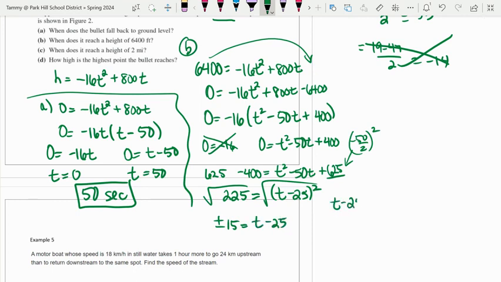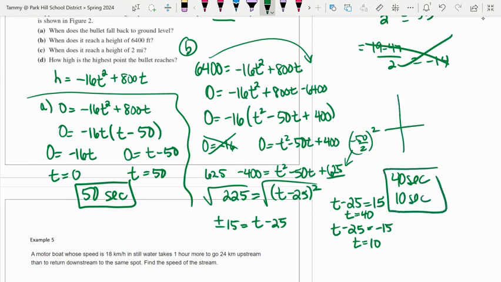So I can say t minus 25 equals 15, and t minus 25 equals negative 15. Add 25 here, t would be 40. Add 25 here, t equals negative 15 plus 25, which is 10. So when does it reach a height of 6,400 feet? At 40 seconds and at 10 seconds. Just realize this bullet is going up in the air, so it hits 6,400 at 10 seconds and at 40 seconds.